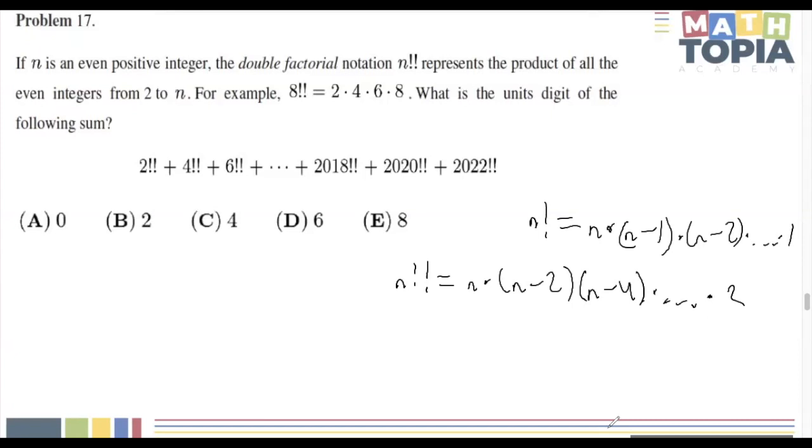So we are looking for the units digit of the following sum: 2 double factorial plus 4 double factorial plus 6 double factorial plus all the way up to 2022 double factorial.